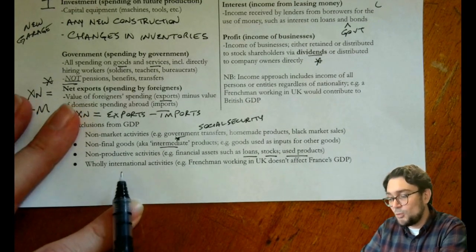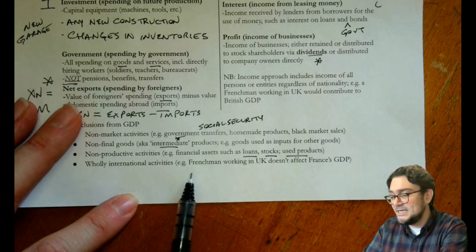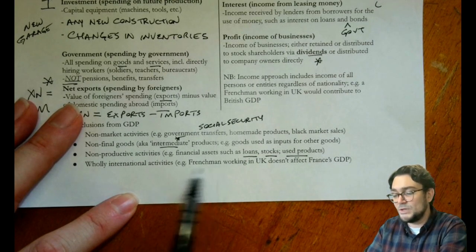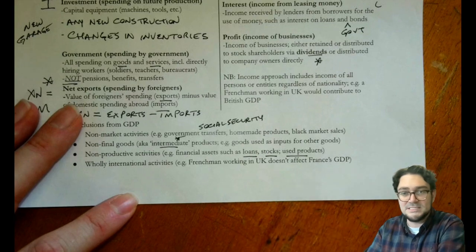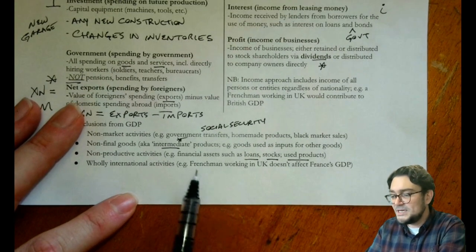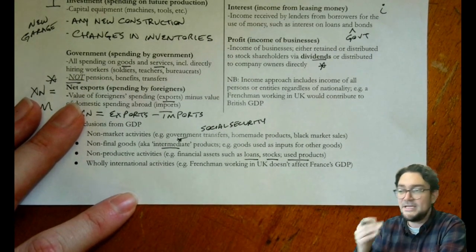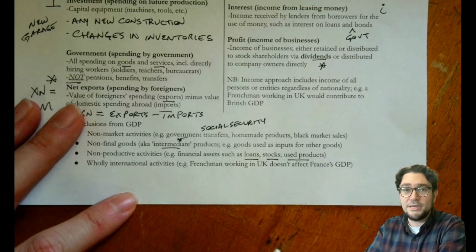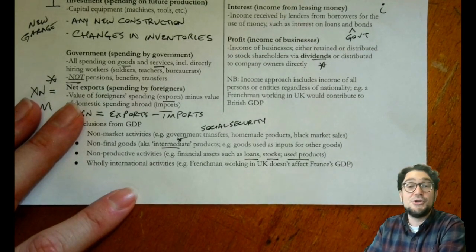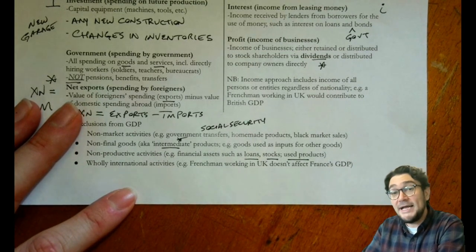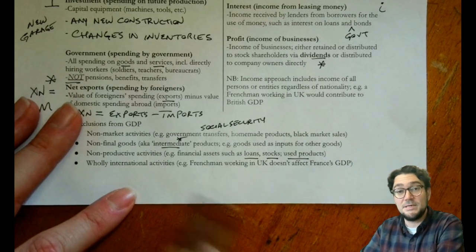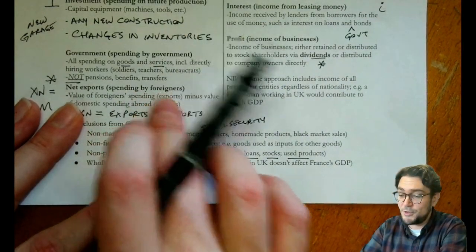And the last would be a wholly international activity. That is to say, a Frenchman working in the UK, unless they're doing something related to France, it's not going to affect France's GDP, right? So just by the nature of it, if I go to Britain and I'm an American and I work in Britain, that's not actually going to change the United States' GDP. Now, if I buy something from Britain while I'm there, that would, because what I'm doing is I'm spending in their economy, right? I'm a foreigner and I'm spending.